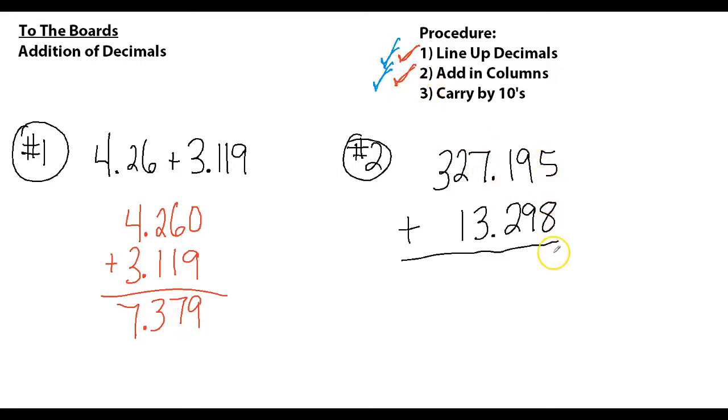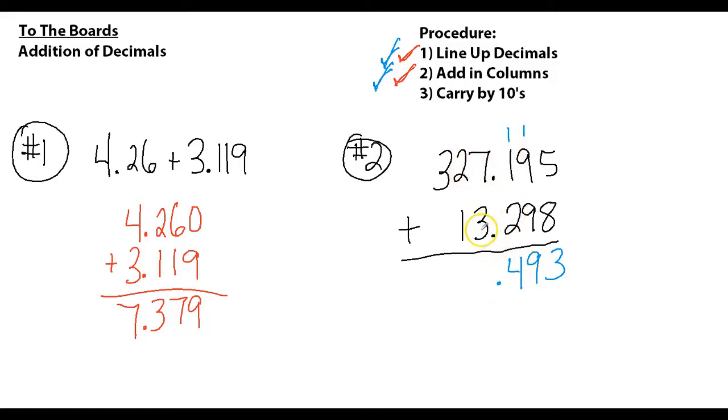5 plus 8 is 13, so I carry the 1 for 13. 9 plus 9 is 18, plus 1 more is 19. That's going to carry the 1 for 19. And then 1 plus 2 is 3, plus another one is 4.